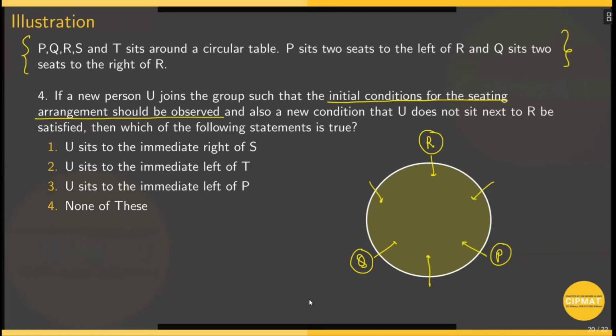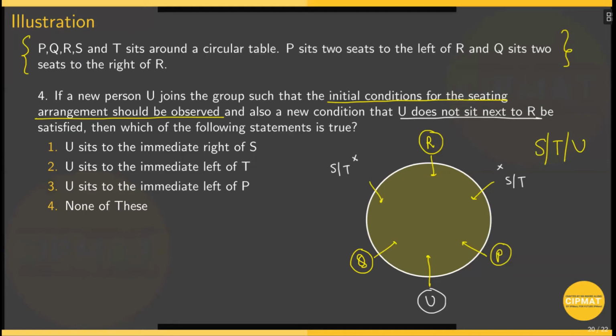according to this information, right? Now, there are 3 vacant places and these 3 vacant places can be taken by S, T, or U. Let's see who can take up these places from among S, T, and U. A new condition is that U does not sit next to R. So U cannot take this place, U cannot take this place. So of course, U has to take this place. And now this place is going to be taken by S or T.